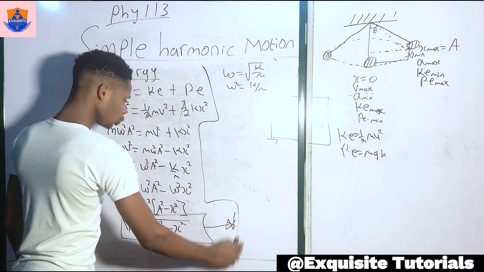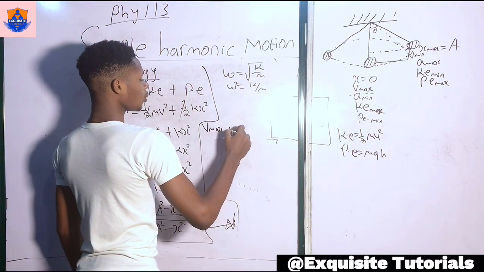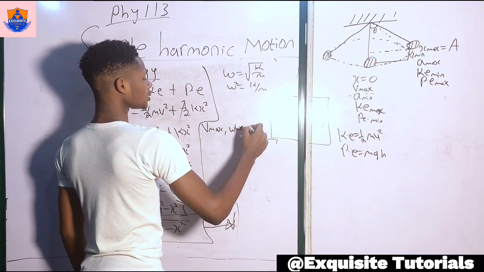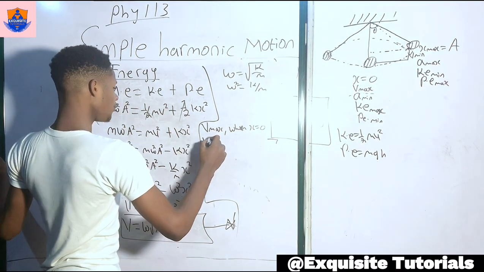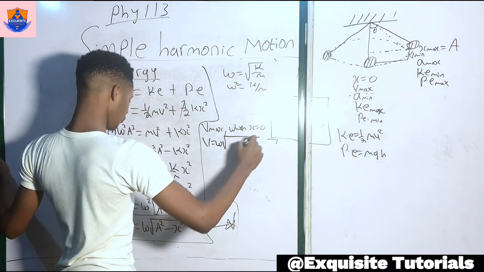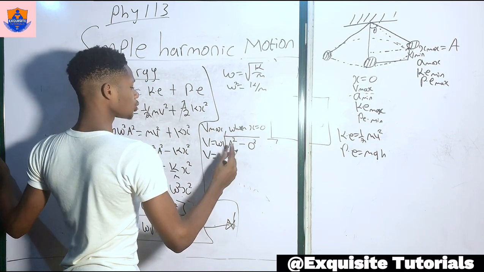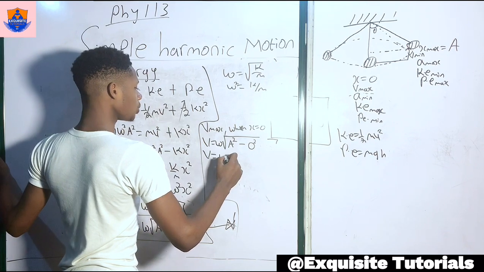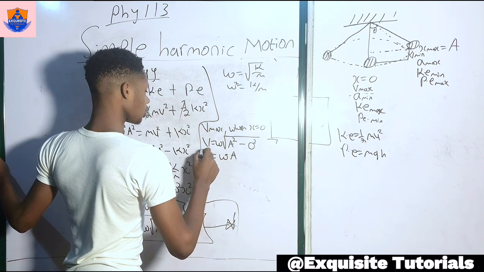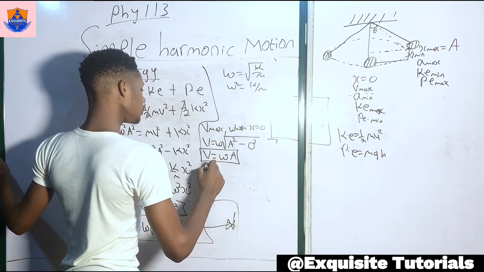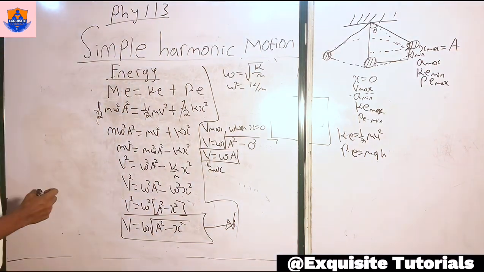You can say velocity is maximum when displacement, which is x, equals 0. So plugging it into this formula, we get v equals omega square root of a squared minus 0 squared. Then when we simplify this, we should get v equals omega a. So v is equal to omega a gives the maximum velocity for a body undergoing simple harmonic motion.